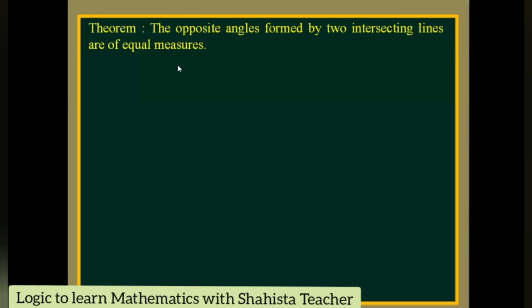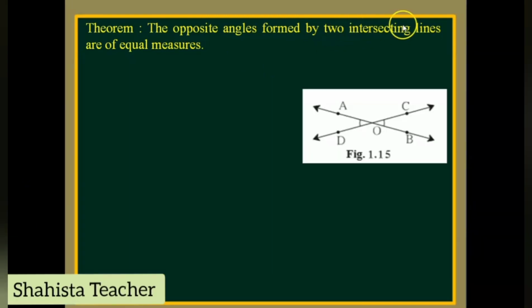Here we can say two intersecting lines are given. The theorem says that when two lines intersect, the opposite angles formed are of equal measure. In your diagram, these two lines are intersecting each other and forming opposite angles. AOB is the first line and COD is the second line, and these two lines intersect at point O.